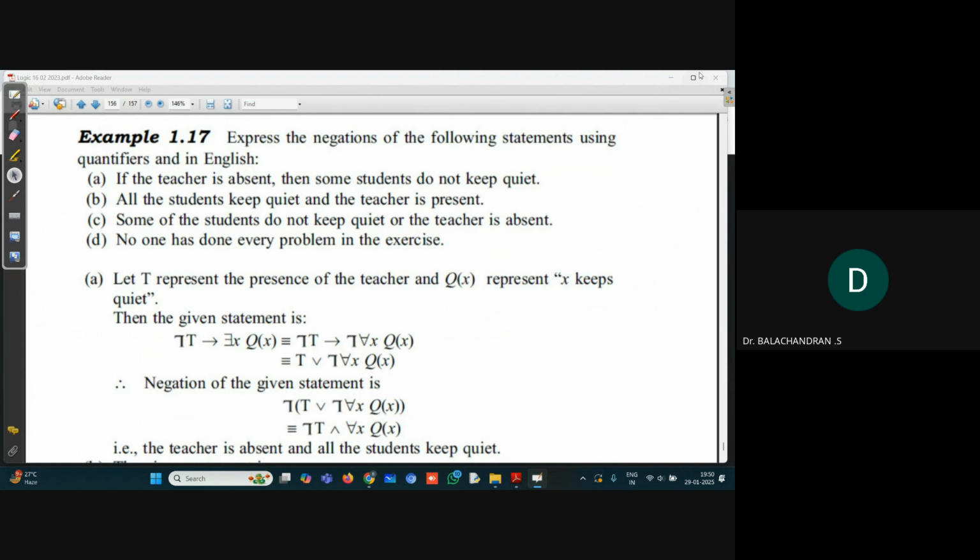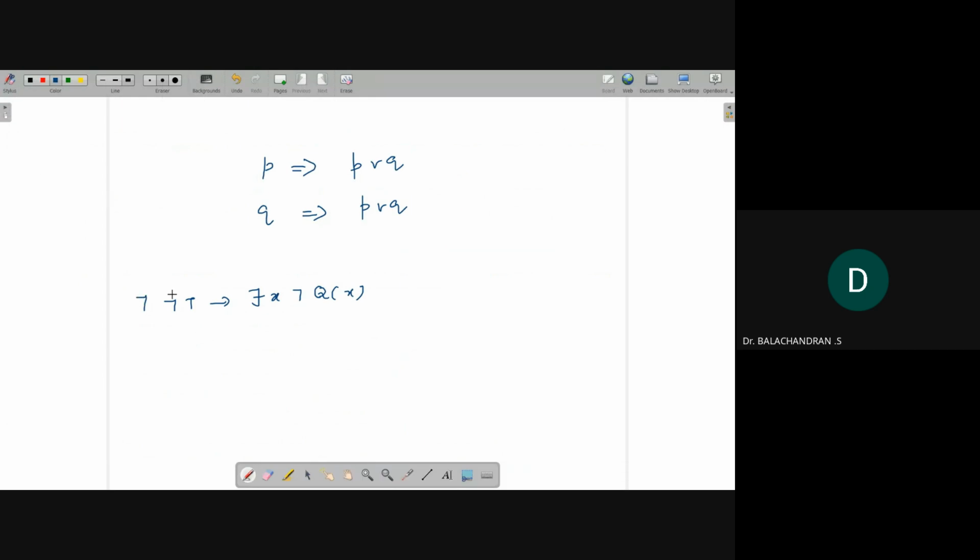Express the negation of the following statement. So how to find the negation? Negation of this one is equivalent to negation of P implies Q. So negation of negation T is T, or there exists X negation of Q of X. Now this is equivalent to T or, I'll take this negation outside, so there exists is changed into for every x, Q of X.